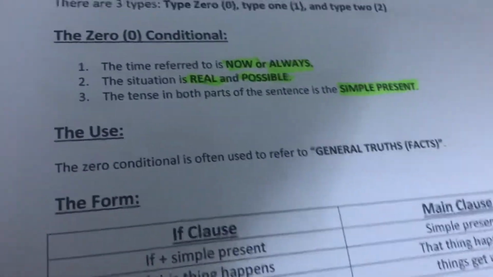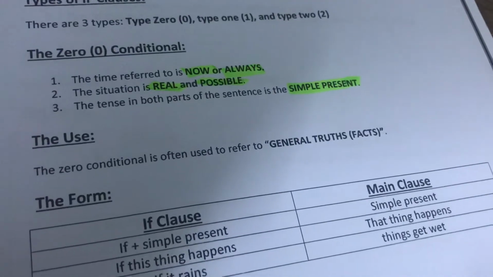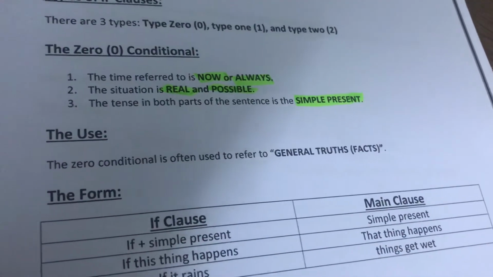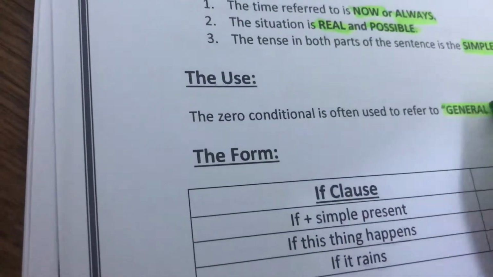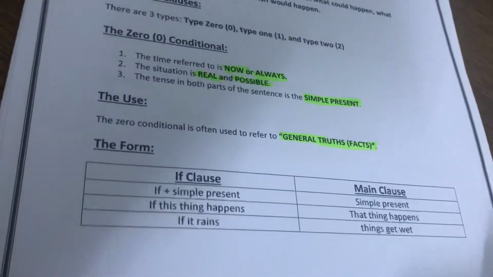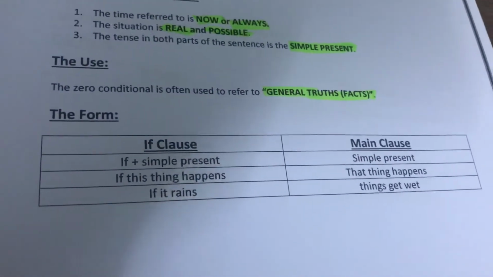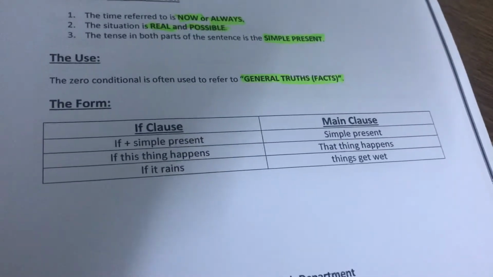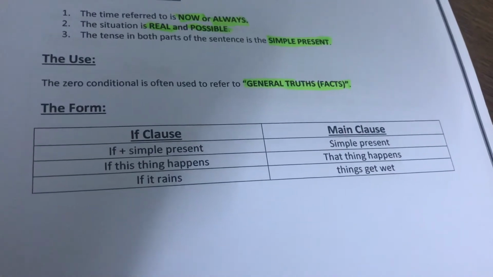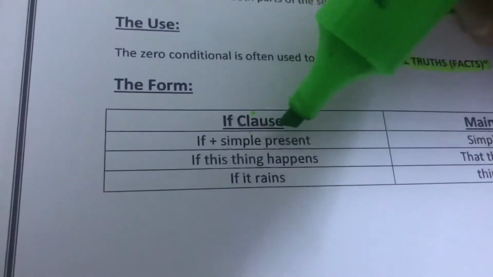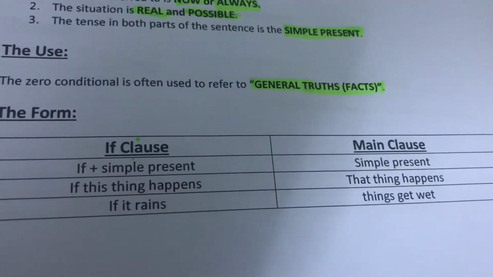The use: why do I use the zero conditional, type 0? The 0 conditional is often used to refer to general truths and facts, to talk about general and scientific facts. The form, how do I build it, the structure of the sentence: the first part, the if clause, will be if plus the simple present of the verb, and the main clause will be in the simple present.